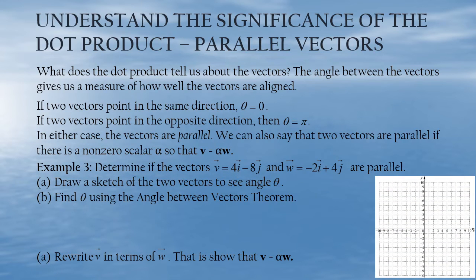So let's look at example 3. Determine if the vectors v and w are parallel. And we'll start out by drawing a sketch of the two vectors so that we can see angle theta. So vector v is defined as 4i minus 8j. So starting at the origin, I'm going to go 4 to the right, and then I'm going to go down 8, and it puts me right in the 4th quadrant. And then vector w is negative 2i plus 4j, so I'm going to go 2 to the left and up 1, 2, 3, and 4. And this vector that's in red in the 2nd quadrant is vector w.